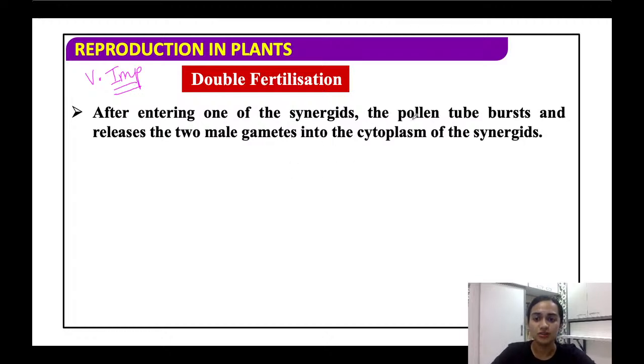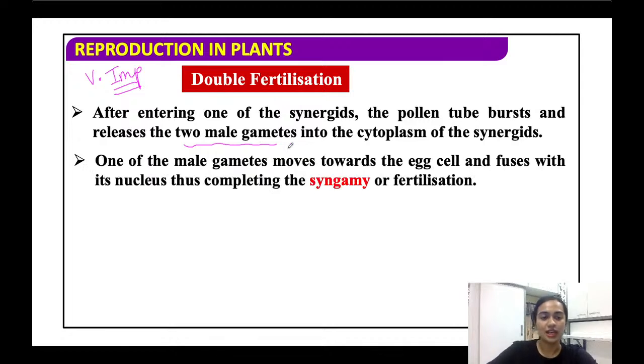What happens in double fertilization is that there are two male gametophytes, which we saw. After entering the synergids, the pollen tube will burst and release its two male gametes into the cytoplasm. One male gamete will move towards the egg cell and fuse with it, and it will complete the syngamy, or in simple words, the fertilization.